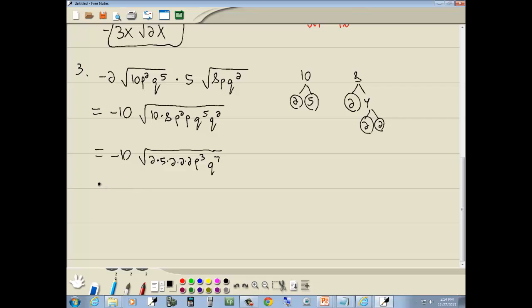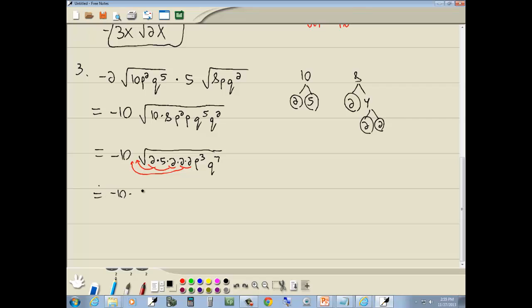Okay, well, I probably don't have room to rewrite this, but we've got square roots. We're looking for a pair of somethings. Here's a pair of 2's. They're going to come out in front as a single 2. And here's a 2, and here's a 2. So that's a pair of 2's. They're going to come out in front as a single 2.